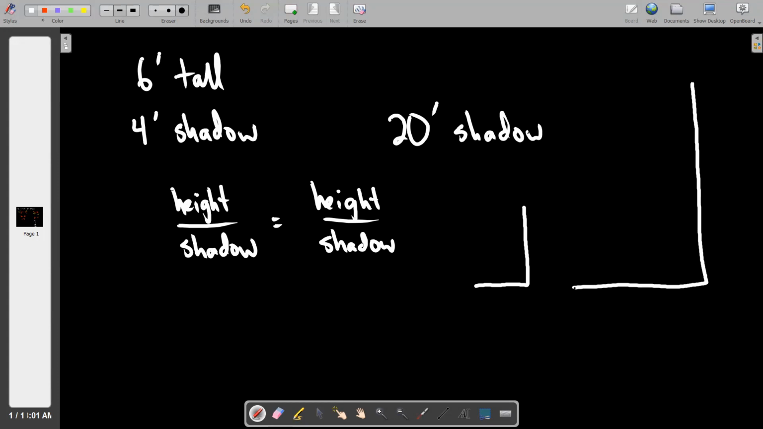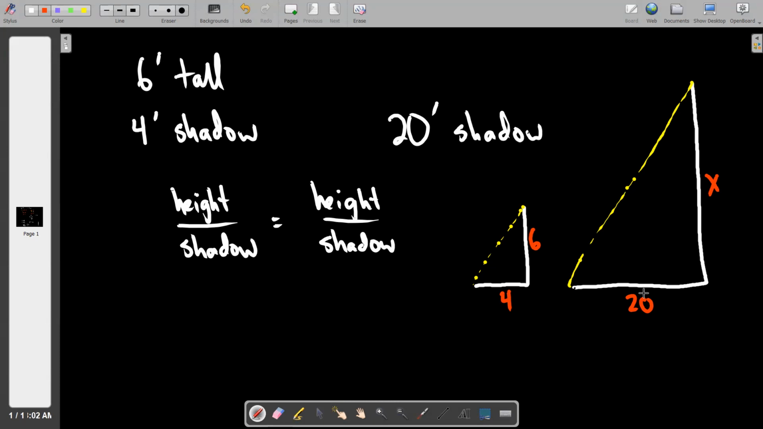And so what happens is the sun's rays come down and they cast the shadow here, and then they cast the shadow here. And it's a fact that these triangles are just like each other. They're what we call proportional, similar triangles. And so I could say I am 6 feet tall. My shadow is 4 feet long. The tree is X feet tall, and the tree's shadow is 20 feet long.